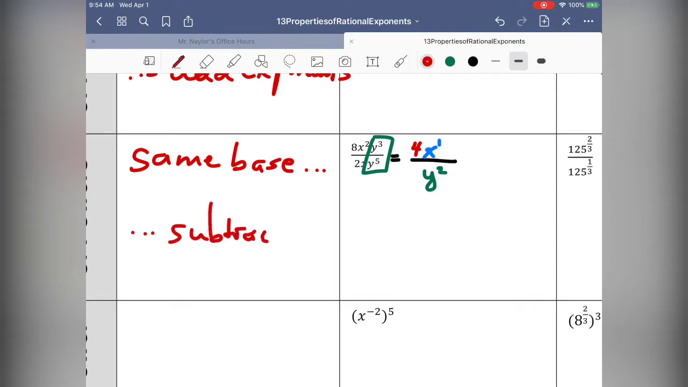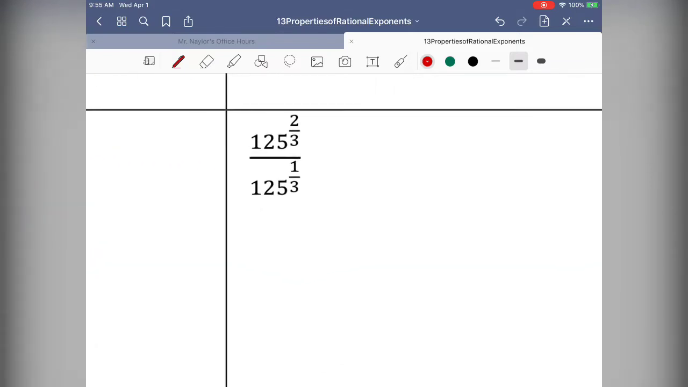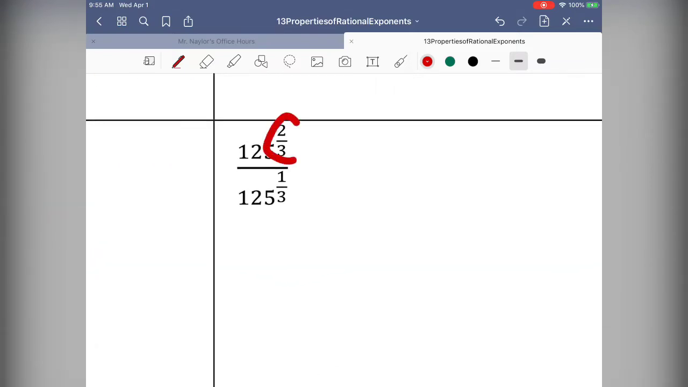So again, you always subtract when you have a fraction. And you want to put your answer wherever there was more to begin with. So let's try that with rational exponents. By the way, rational exponents, those are fraction exponents. So here we have fraction exponents that we want to subtract.